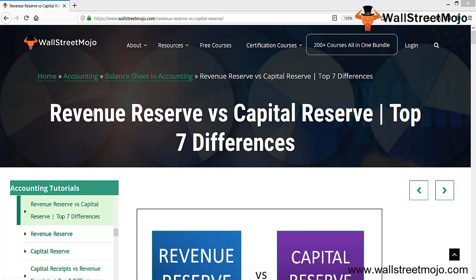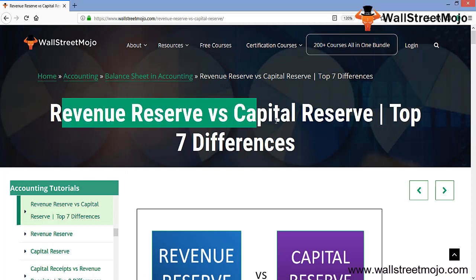Friends, today we are going to learn the concept known as revenue reserves versus capital reserves. We are going to learn a few differences between them.